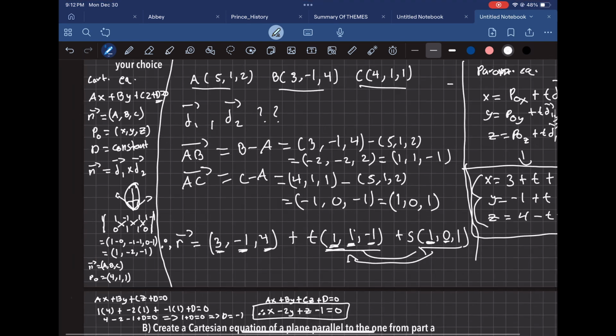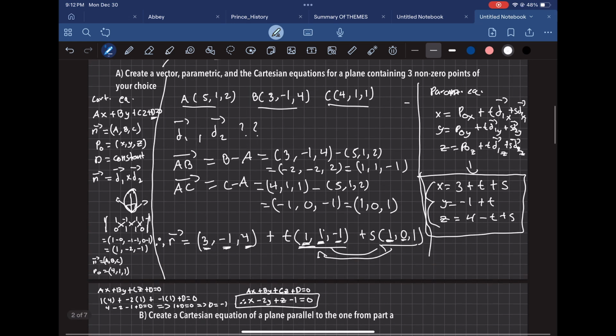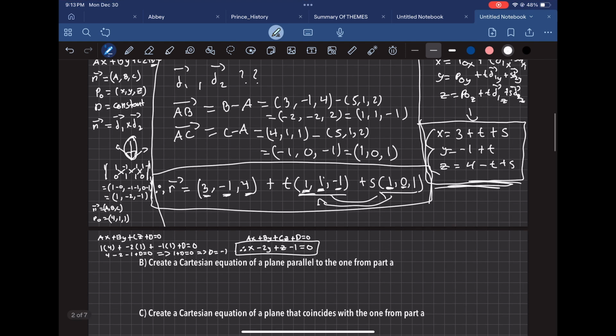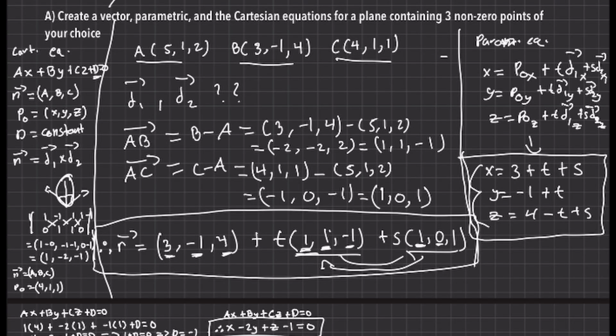Okay. So our vector equation is right here, our parametric equation right there, and our Cartesian equation. For the vector equation, all we did is find the two direction vectors by finding the slope of two sets of points, and then we could use those as the direction vectors. And we picked one of these three points that we assigned as the point given. Any one of them, it doesn't matter.